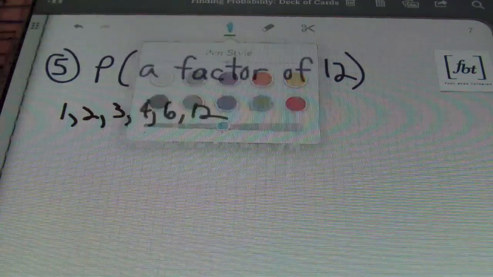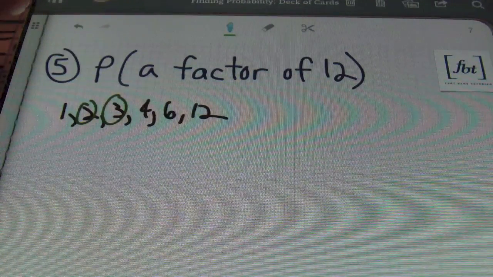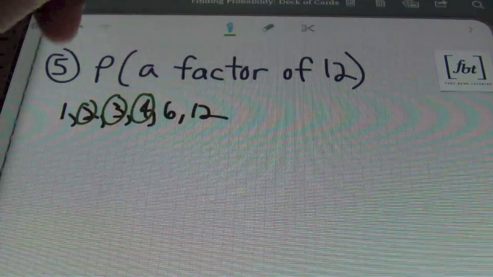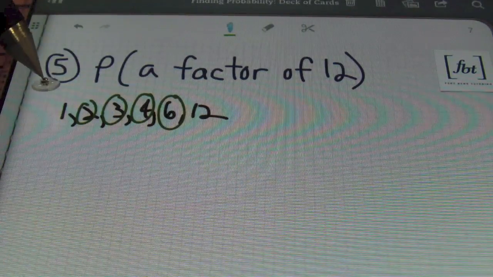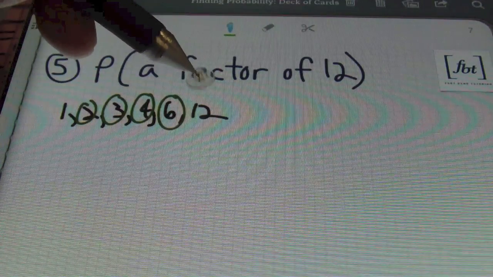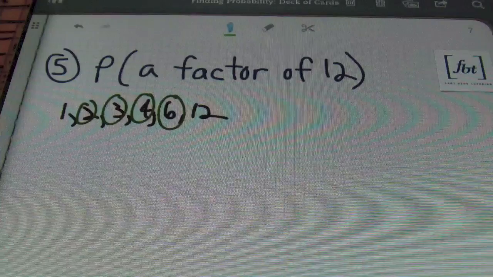Well, let's see. I know that I have a number 2 in the deck of cards. I'll have a number 3 in the deck of cards. I have the number 4 in the deck of cards. And I also have the number 6 in a deck of cards. The 1 doesn't exist and the 12 doesn't exist. Remember, an ace is just going to be an ace as far as the probability questions are concerned.